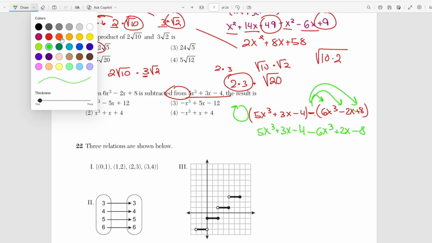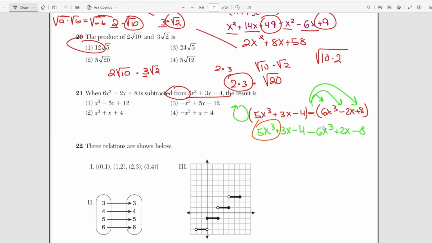Now I can combine like terms. Here I have 5x cubed, here I have negative 6x cubed. So that's going to give me negative x cubed. Here I have plus 3x, here I have plus 2x, so that's plus 5x. And here I have negative 4 minus 8, which is going to give me negative 12, okay? Which is going to line up with choice 3.